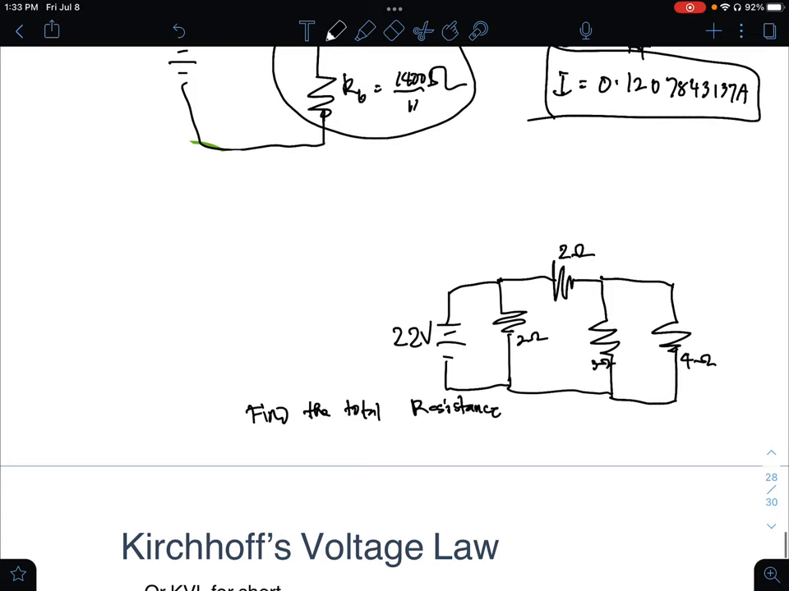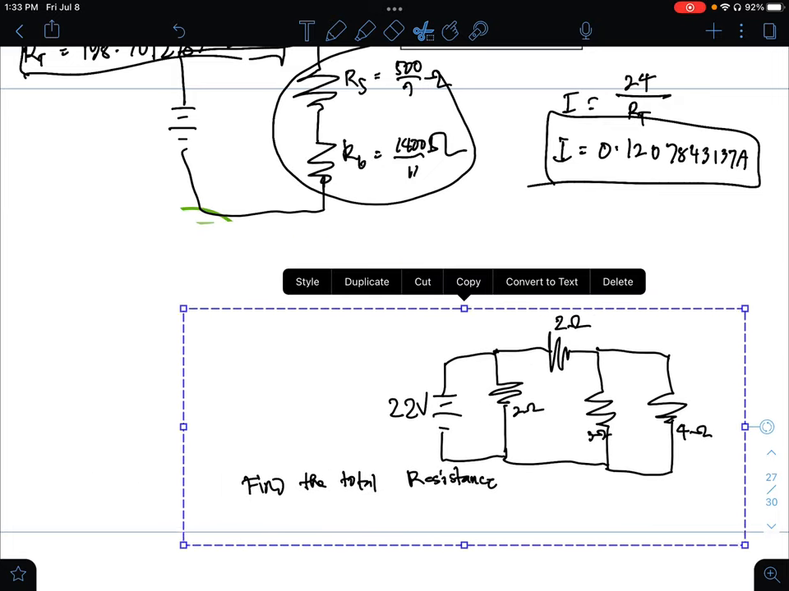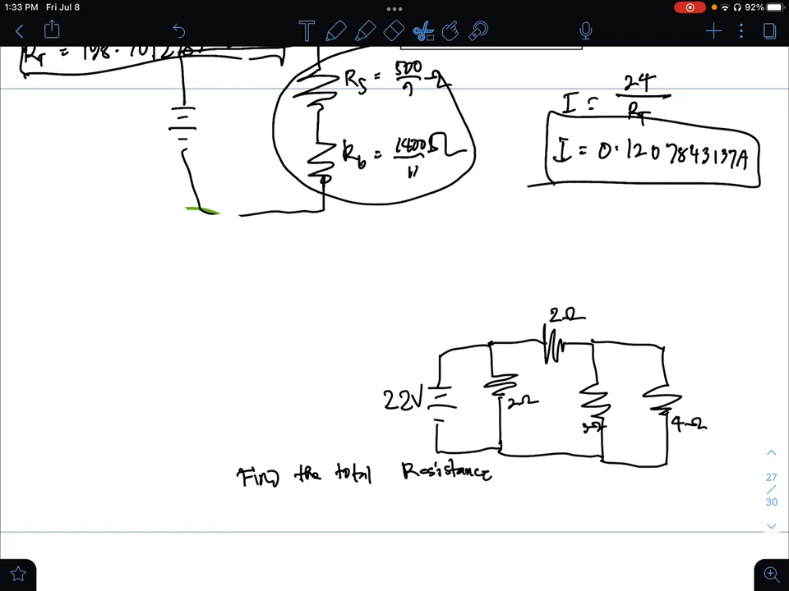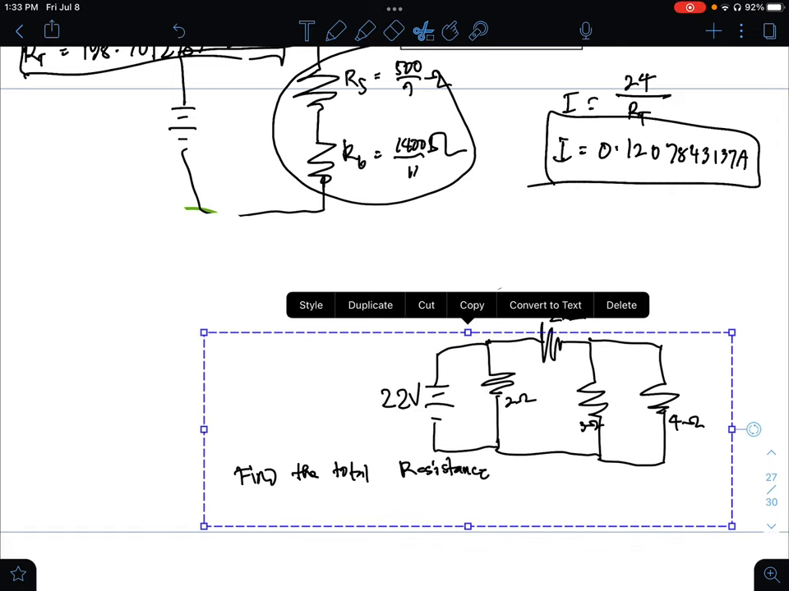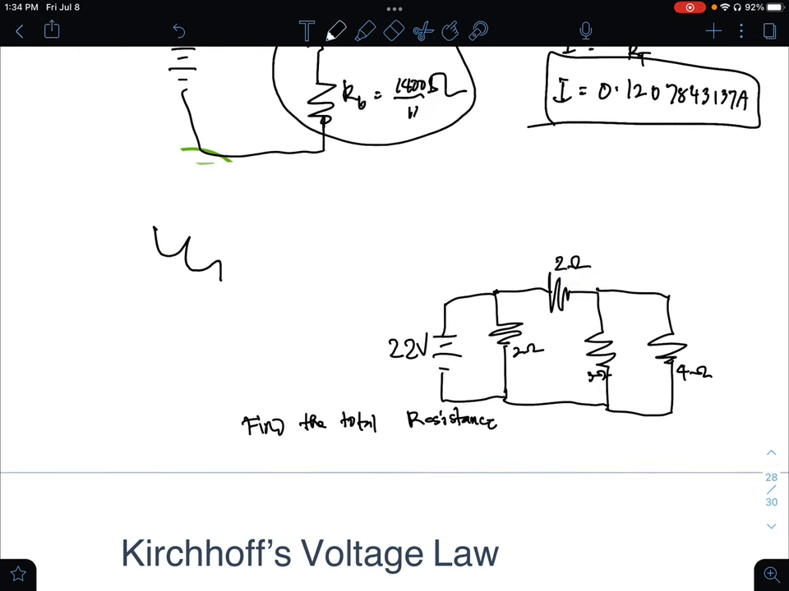So to find the total resistance of this, class, let's first do these two since they are in parallel. So, step one. Let's do the parallel of these two first. We name this R1. 1 over, since it is parallel, 1 third plus 1 fourth.